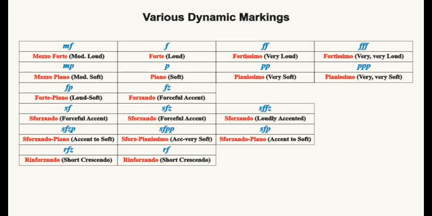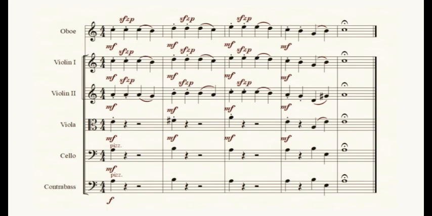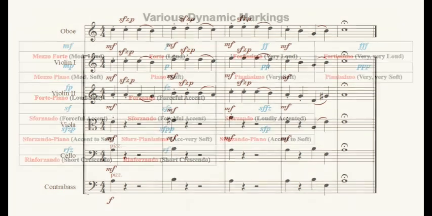Another symbol that is much like the FP is the symbol SFZP, which stands for sforzando piano. Sforzando means sudden forceful accent, while the piano tells us to follow the sudden accent by playing the remainder of the phrase softly. Note that the SFZP marking gives us a somewhat different effect than the FP marking.